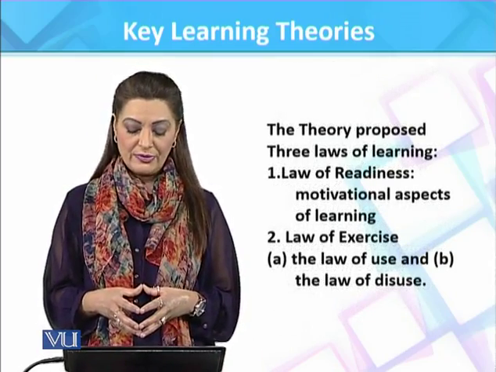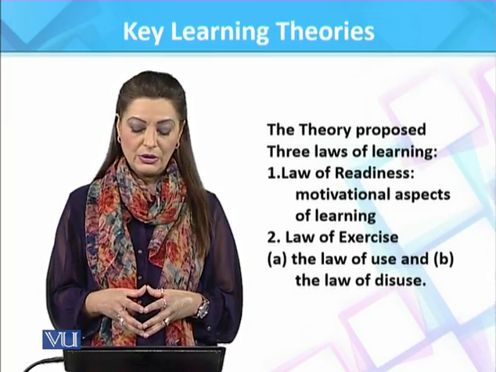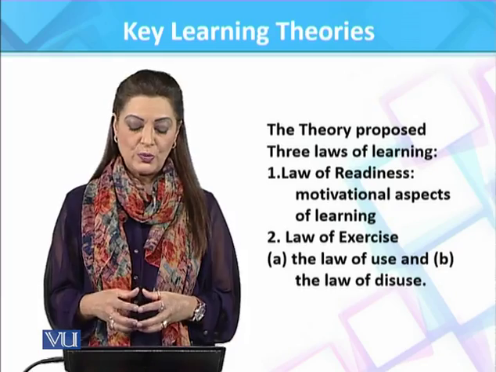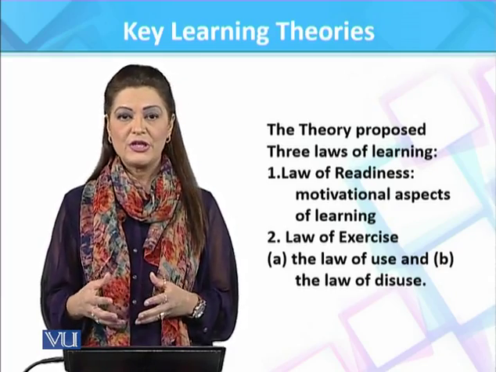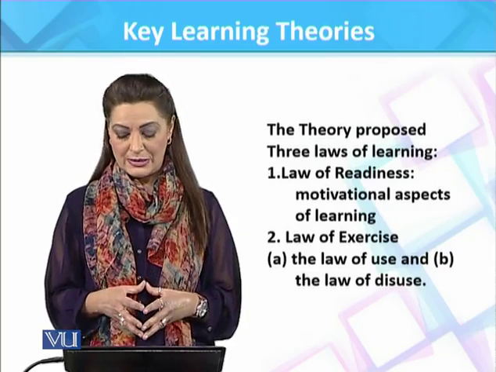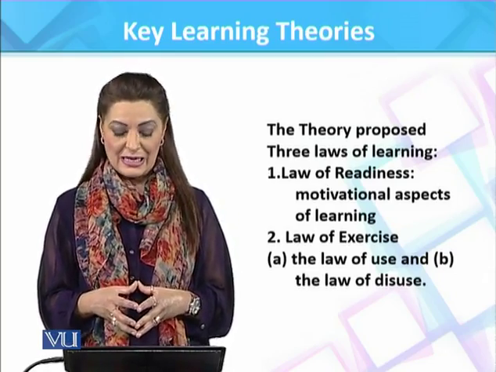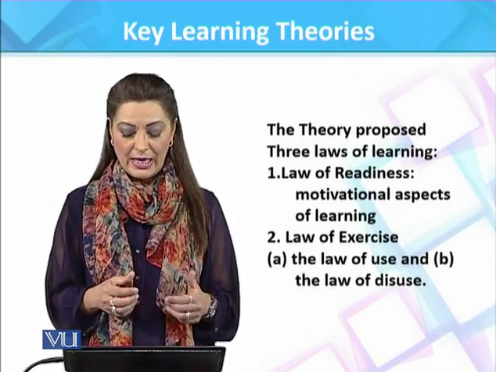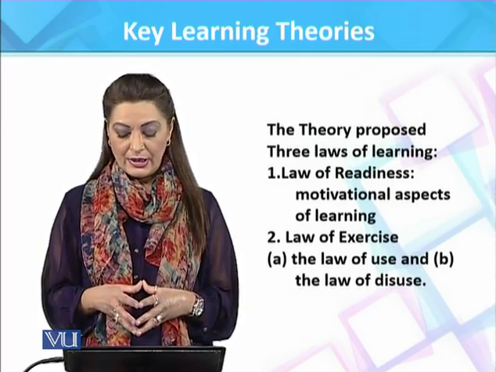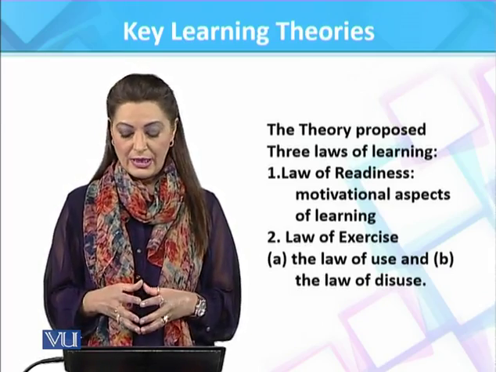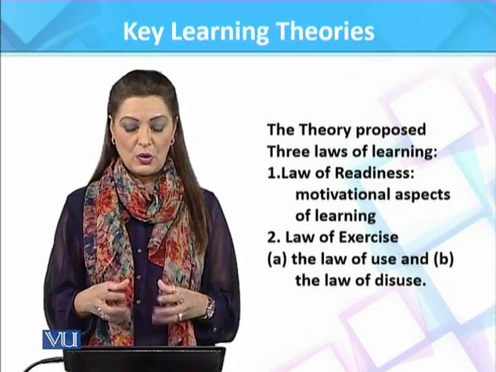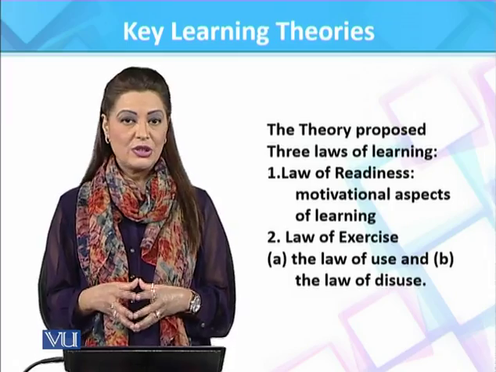The theory proposed 3 laws of learning. Number 1, law of readiness. According to the law of readiness, learning has to do with the motivational aspects. Motivation plays a very crucial role in developing a certain behavior and response. Second is the law of exercise, that has 2 parts: A, the law of use, and B, the law of disuse. According to Thorndike, the connections which grow stronger are the ones which are used extensively, and the connections which cease to exist are the ones which are not used.